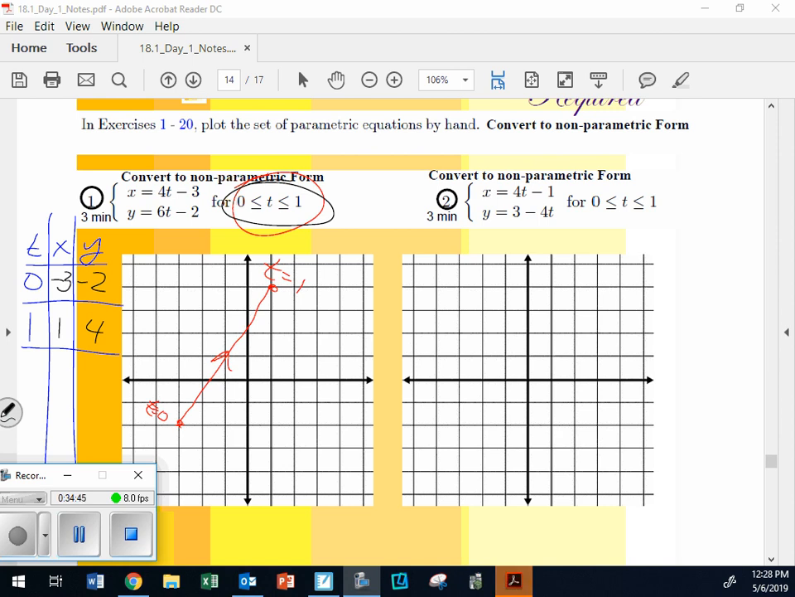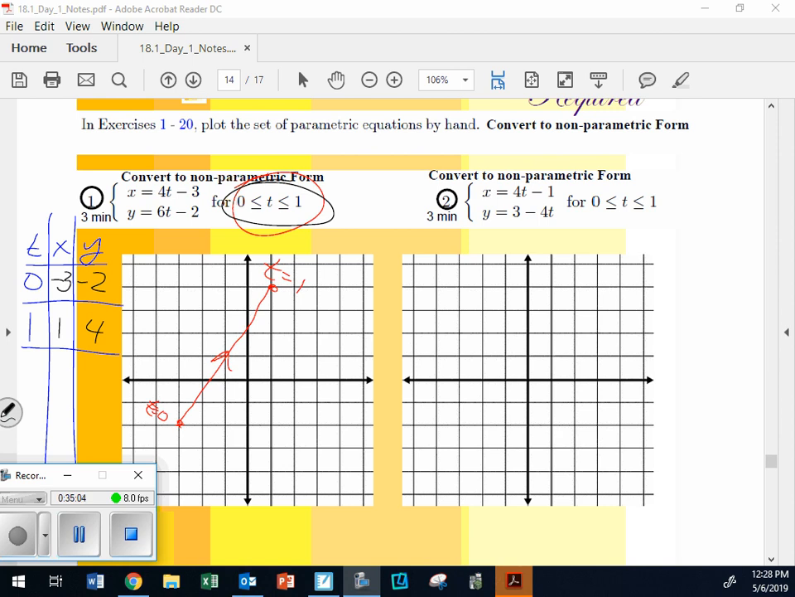But notice I labeled them with my t equals 0, my t equals 1, and I have an arrow on it. You want to try to remember all those things for the test. Because to really be doing a parametric right, you got to understand there's direction, and you got to understand where it starts and where it ends.